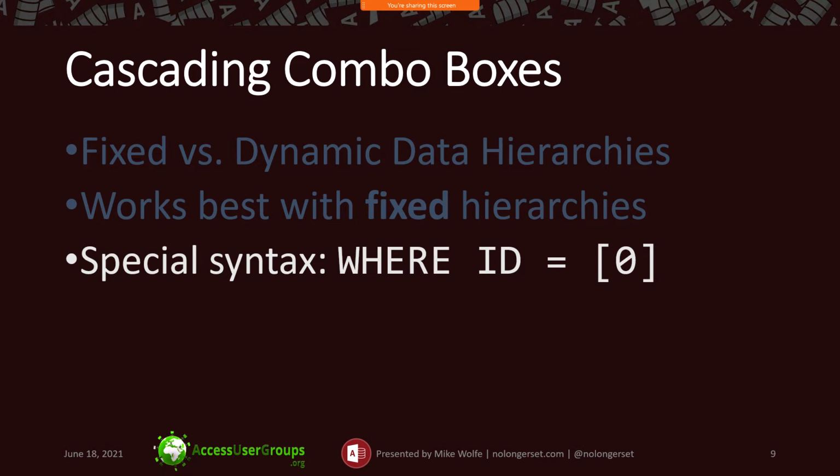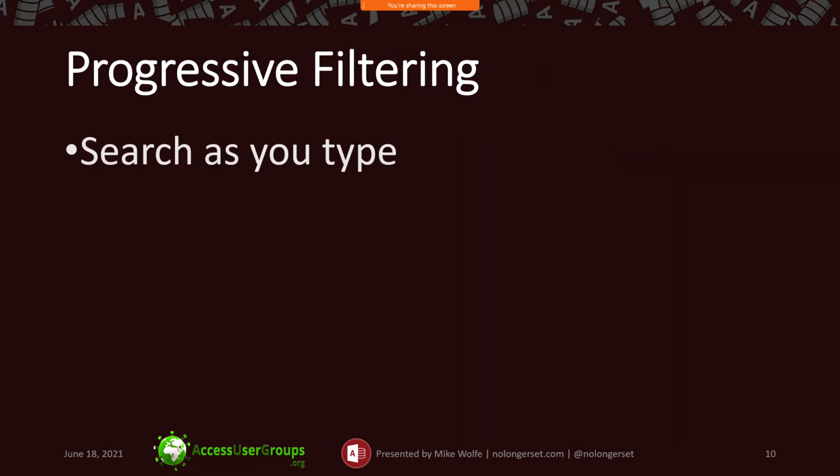And the way that you do that within your row source is you use the square brackets, and then you put just a single number in there. When the combo boxes are run through this class module, it's going to replace this special syntax here with the value from the first combo box in the cascade. So I'll get to that later on when we get into the demo portion.